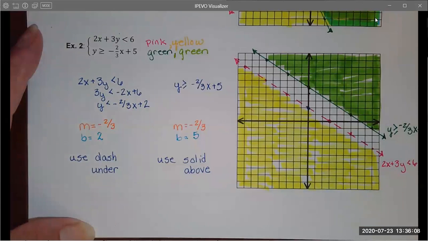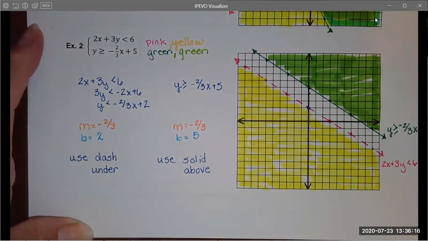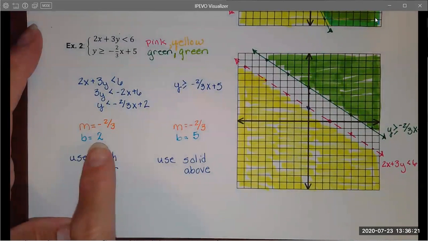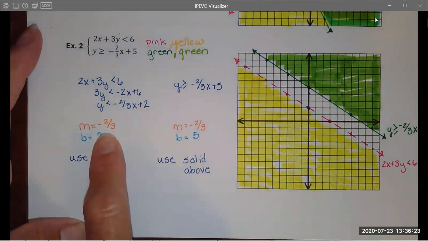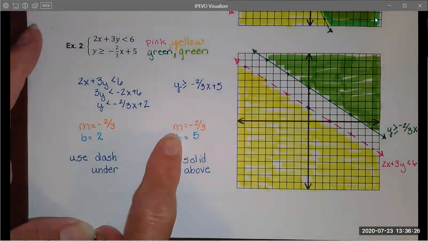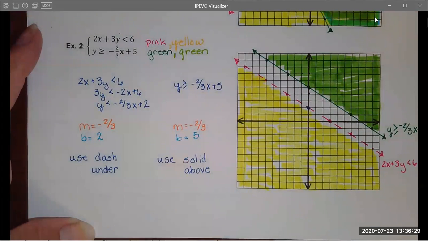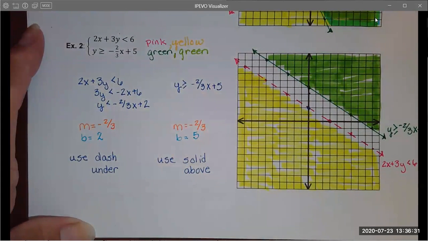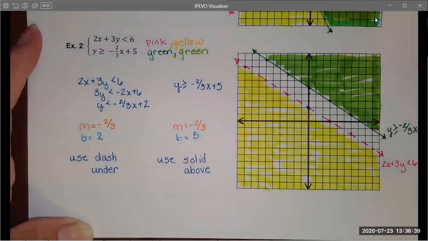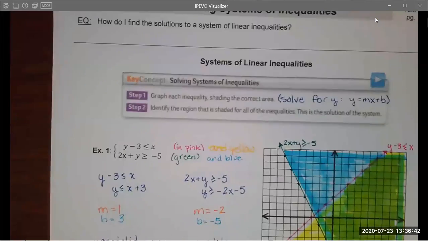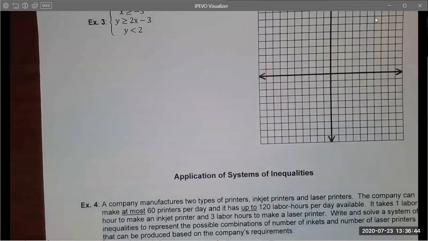And notice that when I graph my two lines and shade the appropriate areas, there are no points of intersection. Therefore, this system of equations has no solutions. Sorry, system of inequalities has no solutions. You can see it algebraically by noticing that both inequalities have the same slope and different intercepts. Had the inequality symbols been reversed, there might have been some solutions, but as they are written here, there are no solutions. All right, moving on, let's look at example 3.